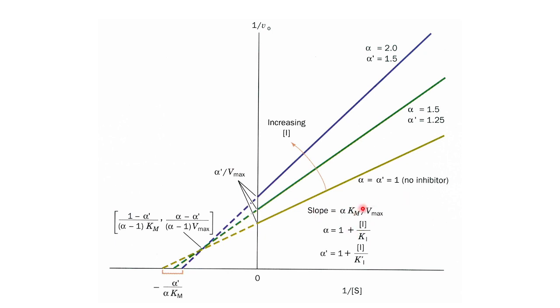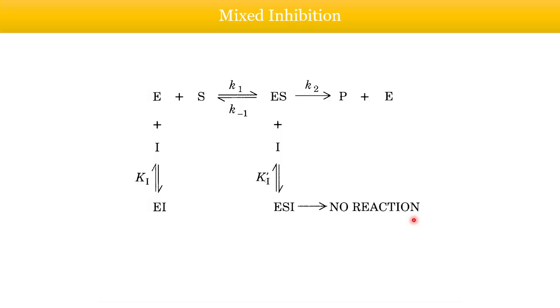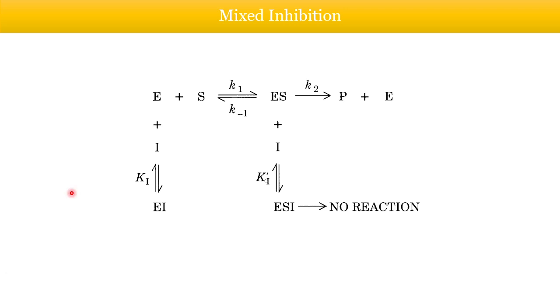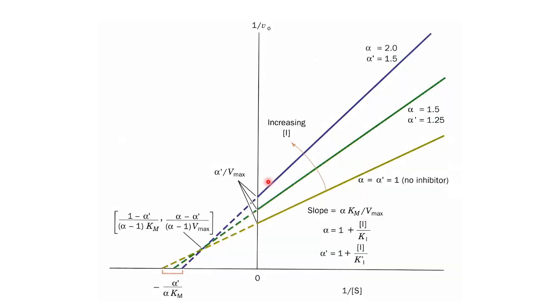That is your alpha Km by Vmax. So what is your alpha over here? Your alpha equals 1 plus inhibitor concentration divided by Ki, that is for your first step, and your alpha dash equals 1 plus inhibitor concentration divided by your Ki dash, that is for your second reaction, or what you observe for the complex.